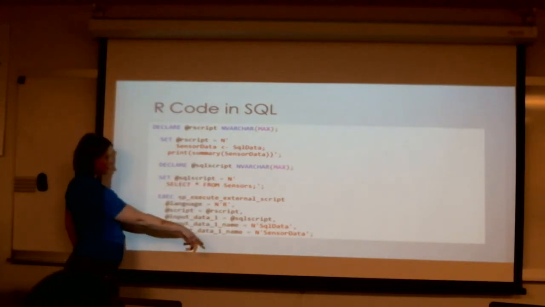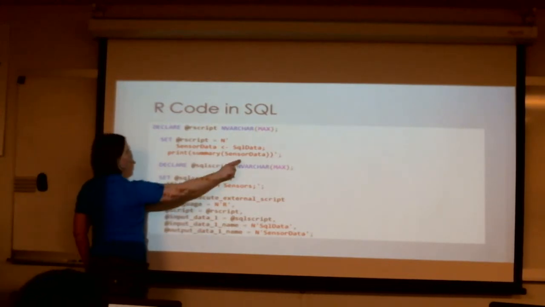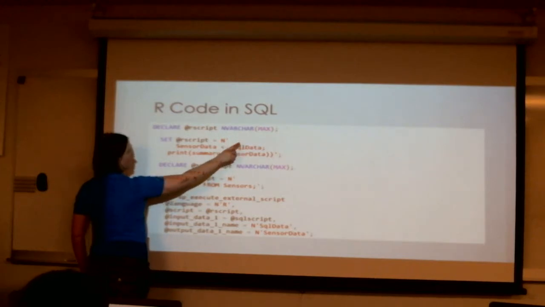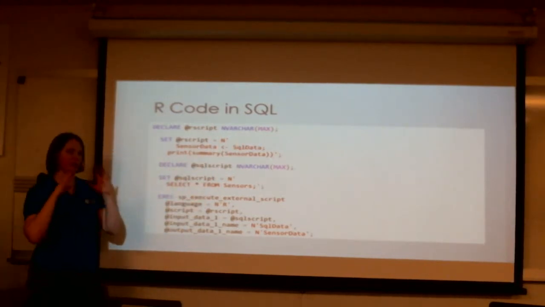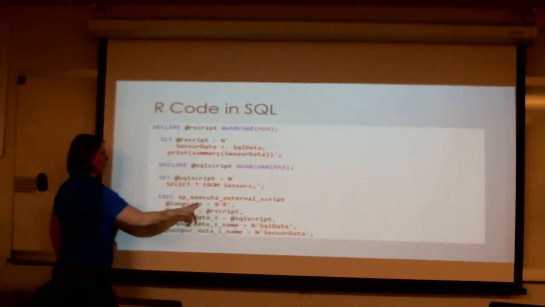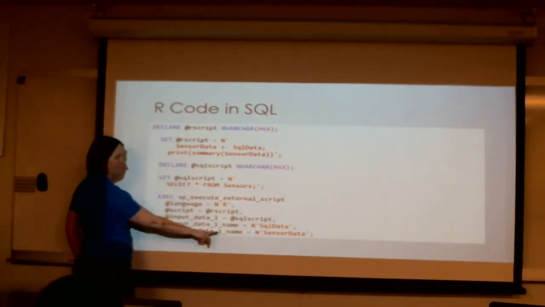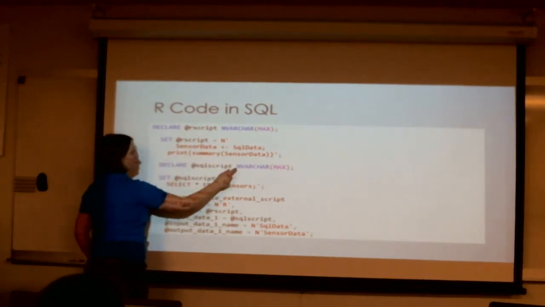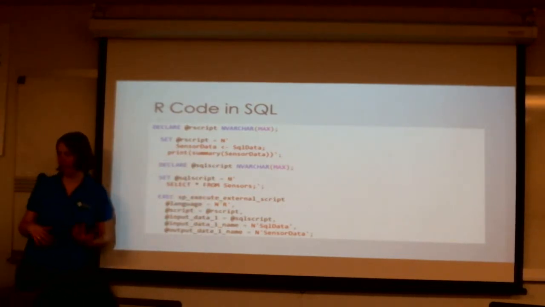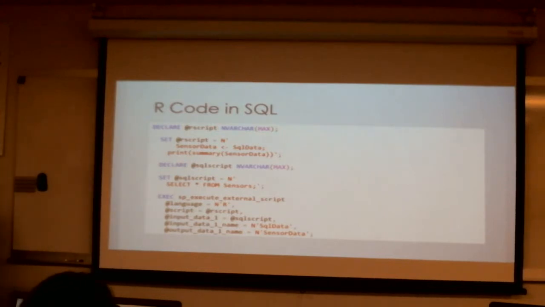My R script, what that's actually going to do is I'm going to store SQL data into sensor data. So what this thing will do is it'll run the SQL script, put it into SQL data, run it, store it into sensor data, and then this print summary sensor data is basically going to summarize my table, give me some words, diagnostics on it. So let me show you what this looks like.